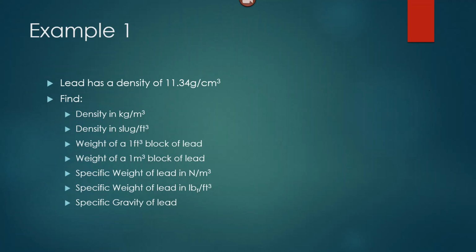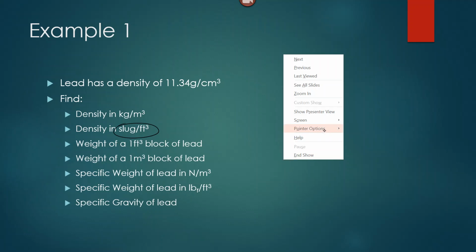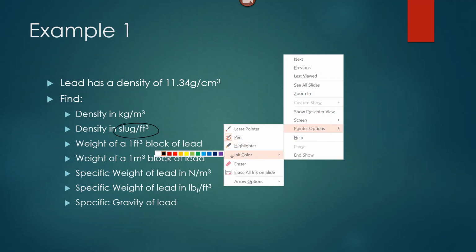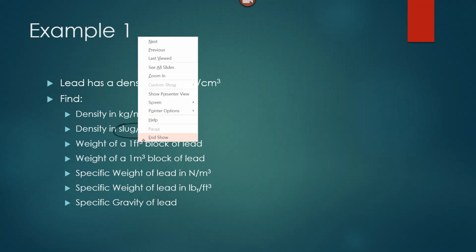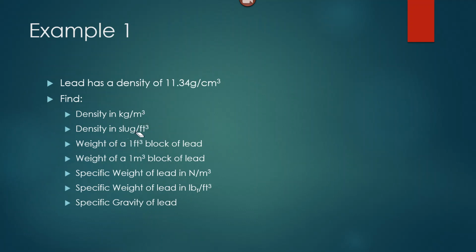Let's start over here. So we have lead, which has a density of 11.34 grams per centimeter cubed. The first thing we want to do is go to slugs. I want to do this one first. Let me go ahead and go back to white. So we're first going to do it in slug per foot cubed. We're going to do that up here.